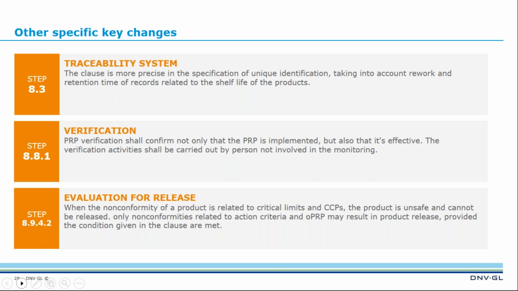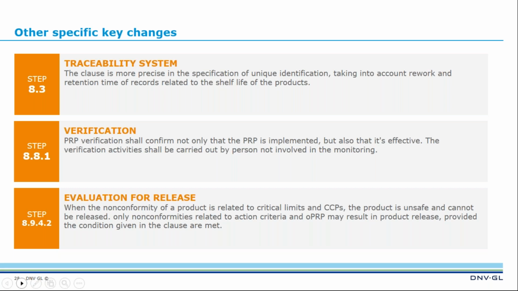In the verification clause requirement 8.8.1, it has further explained that the purpose of PRP verification is not only to confirm that the PRP is being implemented. It is also to ensure that whatever verification you carry out for your prerequisite program is effective. So it is best carried out by persons who are not involved in the monitoring activities, which means that if operator A is checking that the prerequisite program control measure is being implemented, then the verification person should be another person.